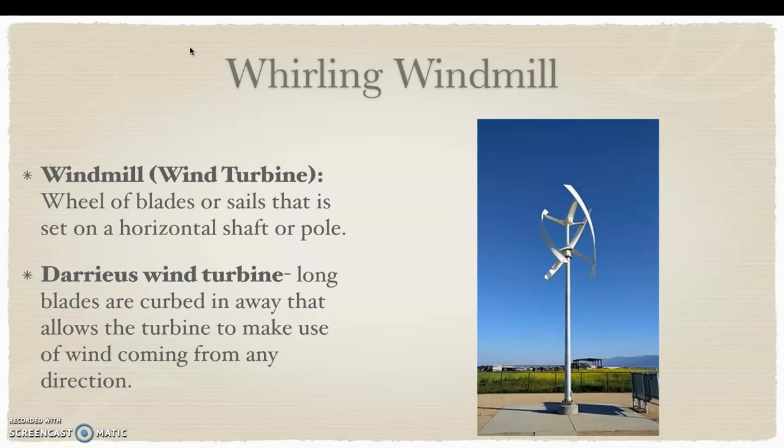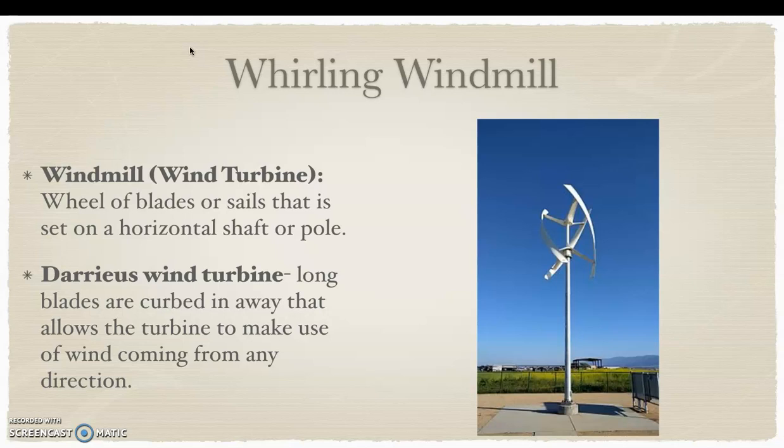The Darrieus wind turbine has long blades which are curved in a way that allows the turbine to make use of wind coming from any direction. So it doesn't have to be wind coming from the left or the right, but it can actually catch that wind from any direction. Once you listen to that, it is a pretty good design. But again, the Darrieus wind turbine was not successful. But we did learn how we created engines using wind.